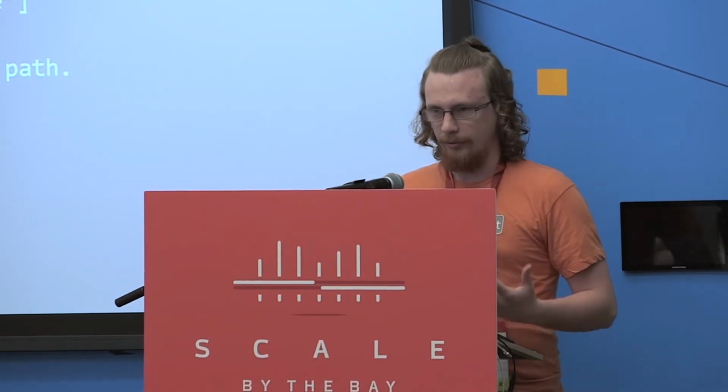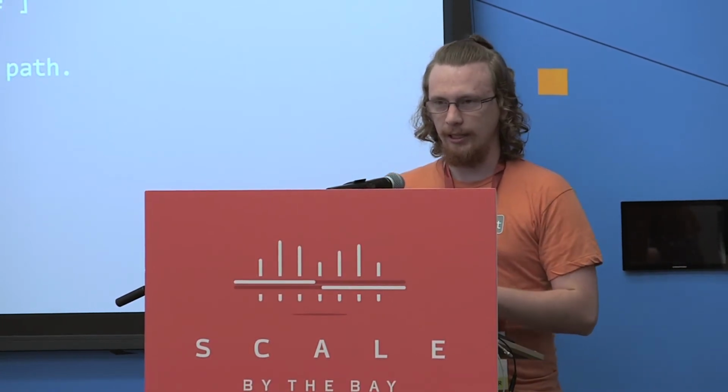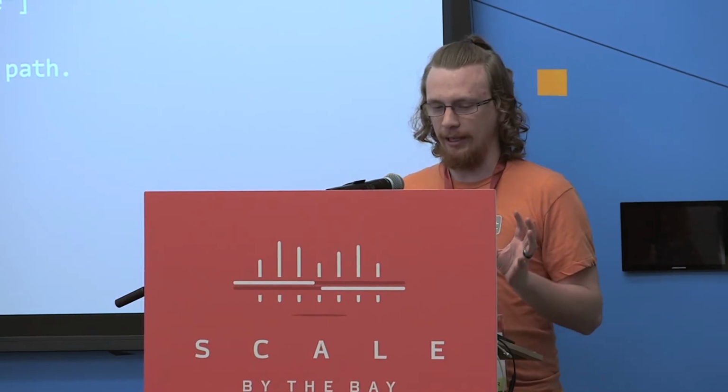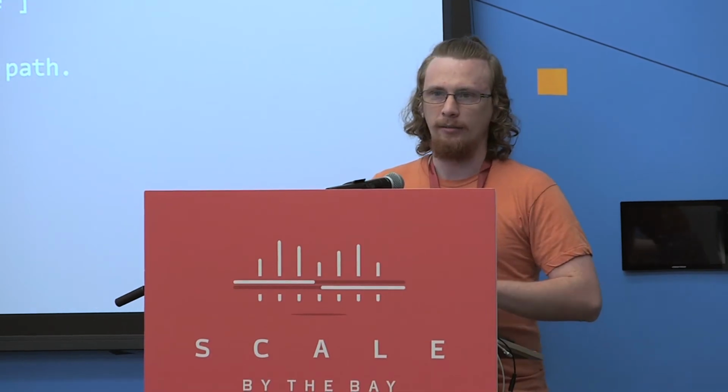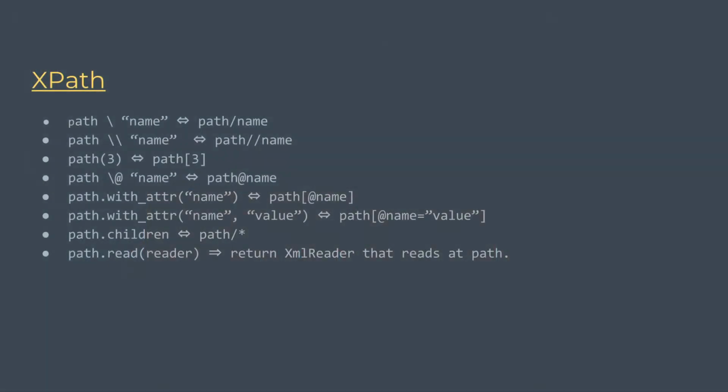And then finally, the read method allows you to take an XML path and pass it an XmlReader, and it will apply that reader at that path. So it will essentially find the element at the path that you specify and then apply the reader transformation at that specific path to get an overall reader that will parse that specific path.